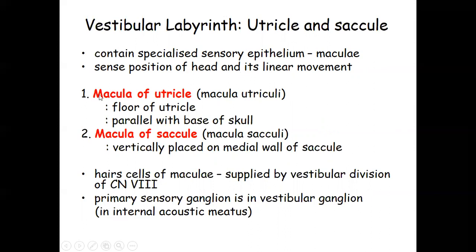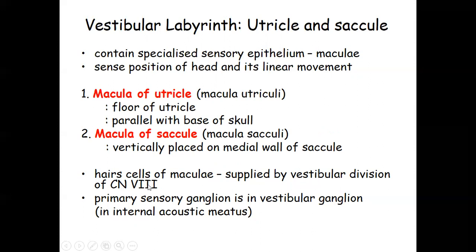Okay, we have two maculae: the macula of the utricle and the macula of the saccule. The macula of the utricle is located on the floor of the utricle, so it is actually parallel with the base of the skull. The macula of the saccule is vertically placed on the medial wall of the saccule. So you can see here the orientation is different. The hair cells of the maculae are supplied by the vestibular division of the vestibulocochlear nerve.